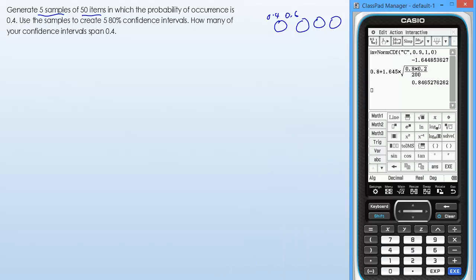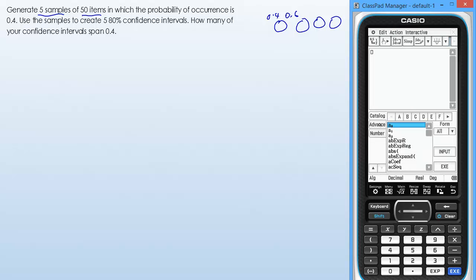Well, if we think about a particular individual, what we're talking about here is the probability of occurrence is 0.4, so non-occurrence 0.6, and we're going to have 50 items like this. So what we're looking at is a binomial distribution with 50 trials, probability of success 0.4. So let's generate one of those.